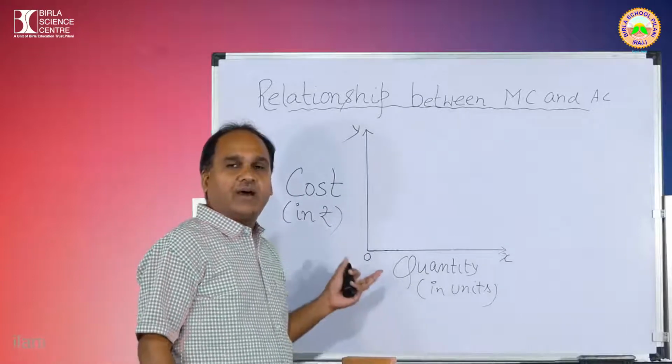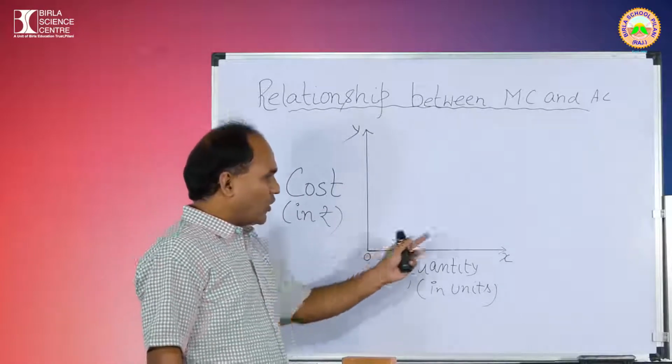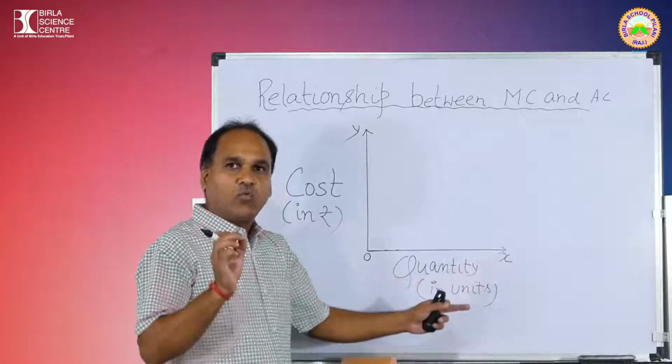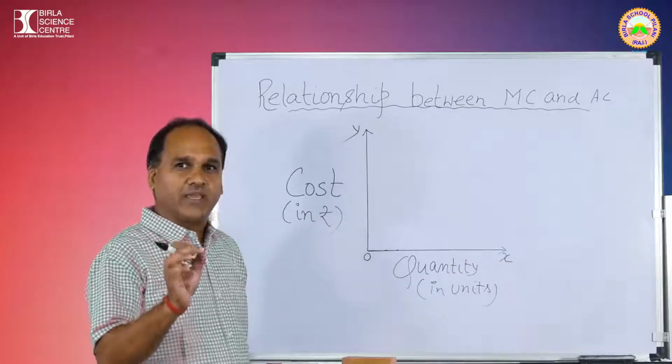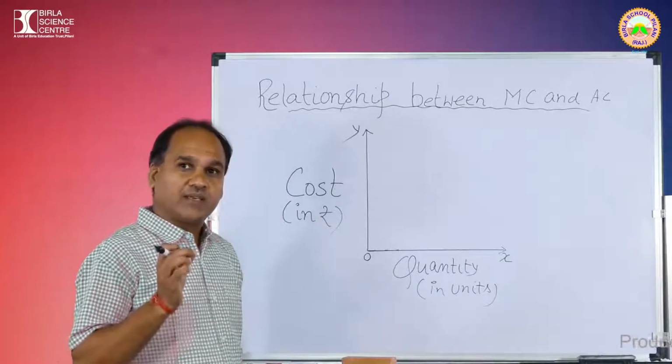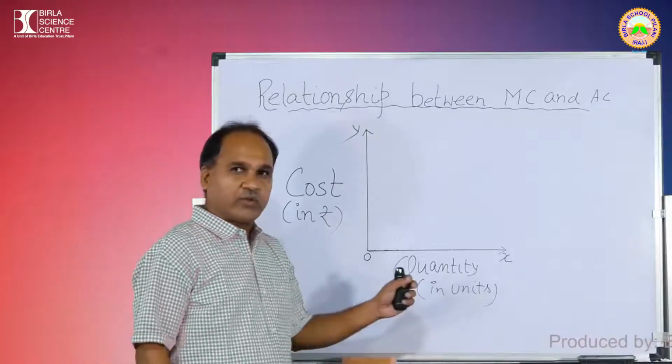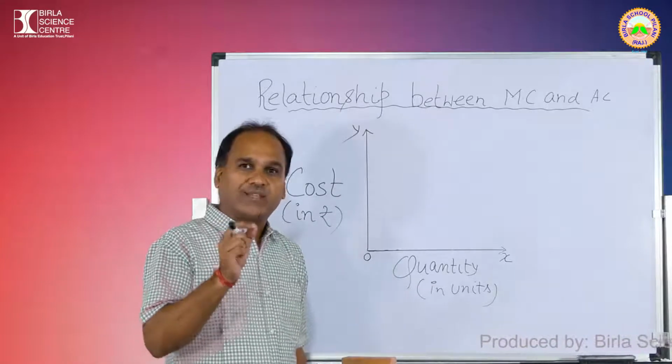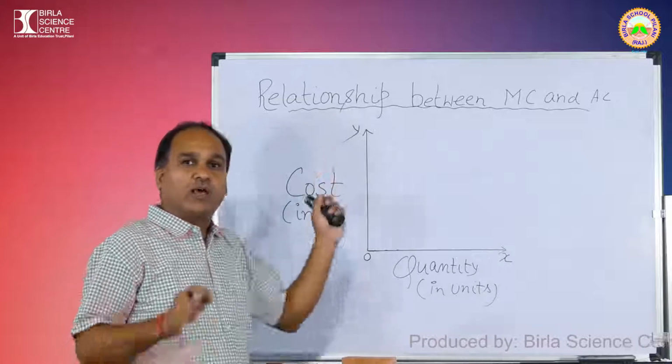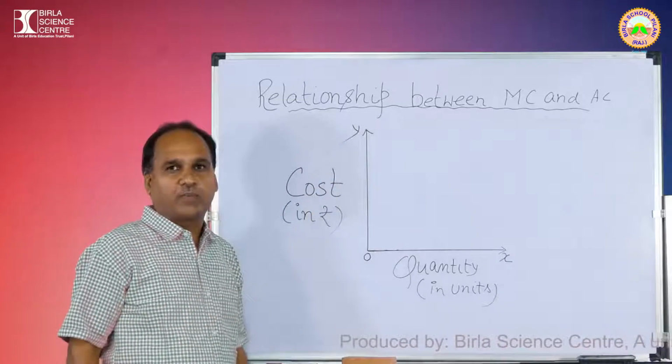You can see here I have drawn the curve. On the OX axis, what are you going to measure here? You are going to measure the quantity in units. On the vertical axis, that is OY, you are going to measure the cost in rupees.